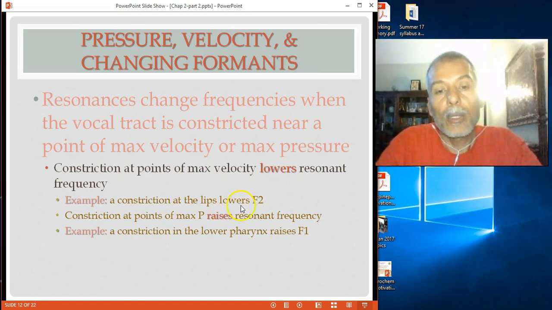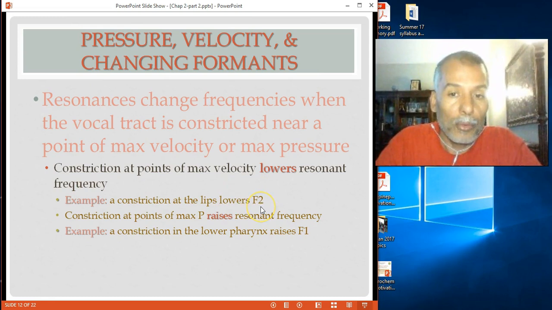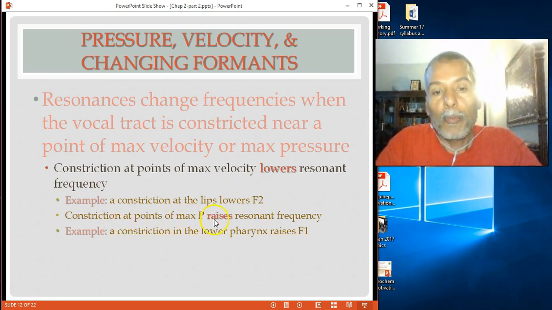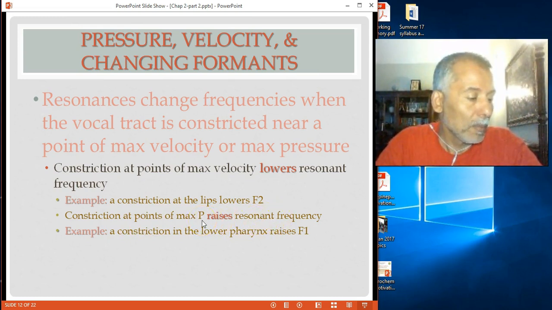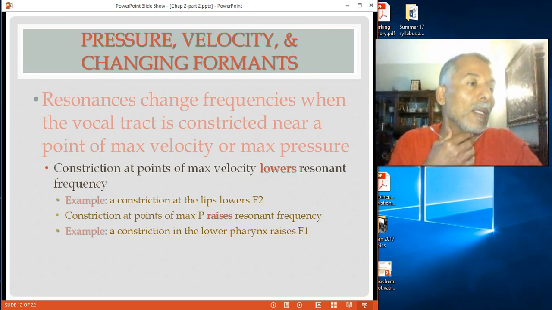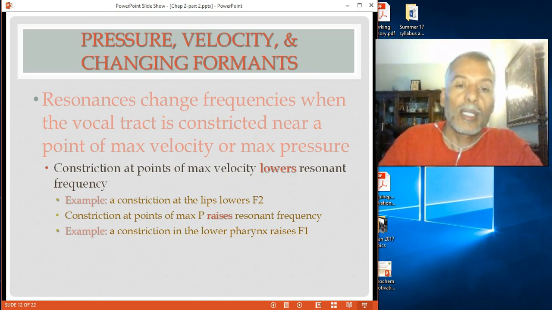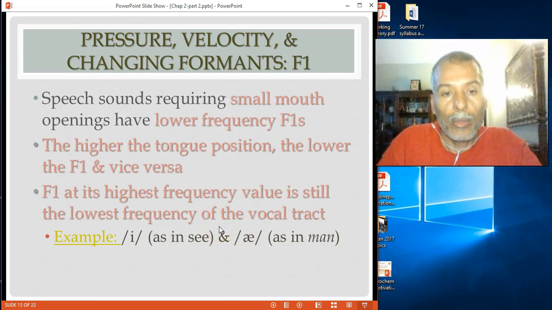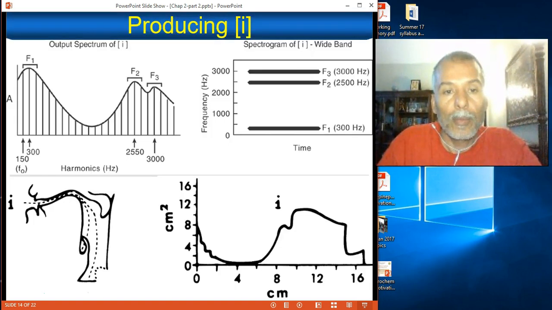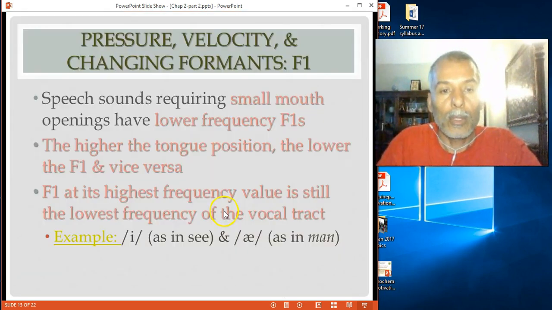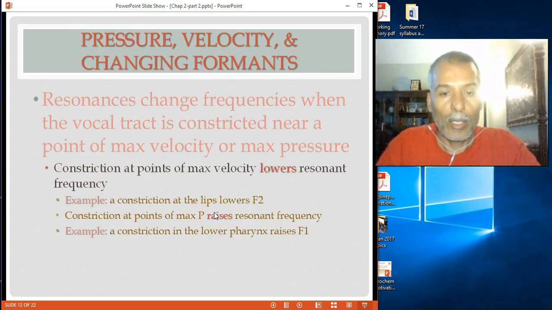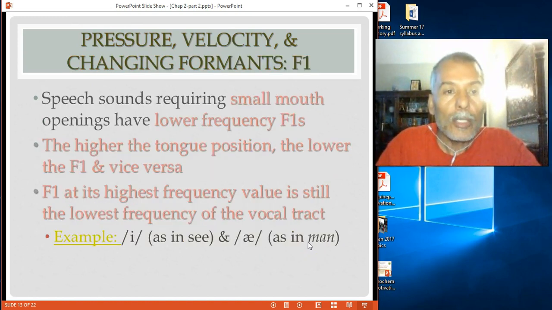Constriction at the lips also lowers F2. Constriction at the point of maximum pressure raises resonant frequency, for example in the back of the pharynx. I'm going to show you how this works. I'm going to give you examples, but just let me say this first. A constriction in the lower pharynx raises F1.